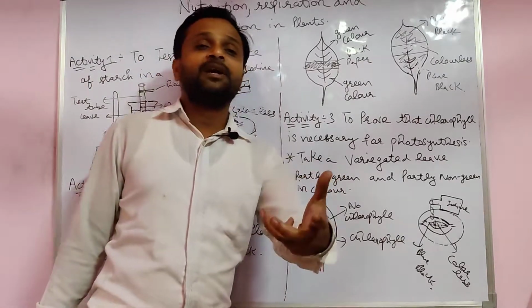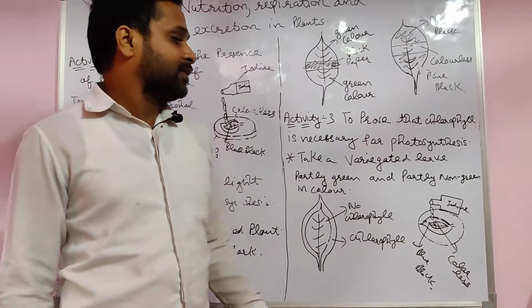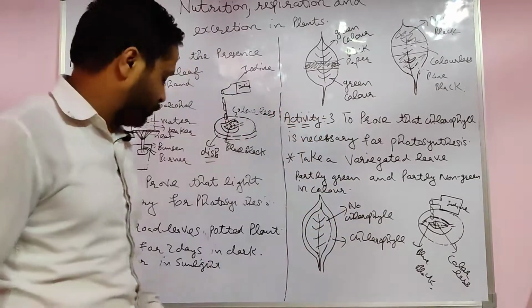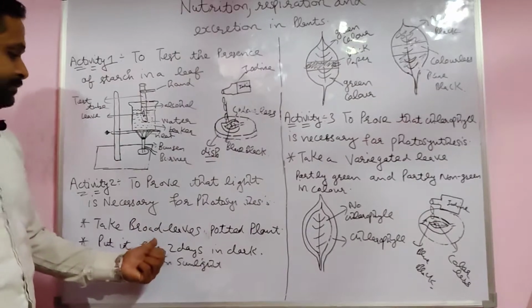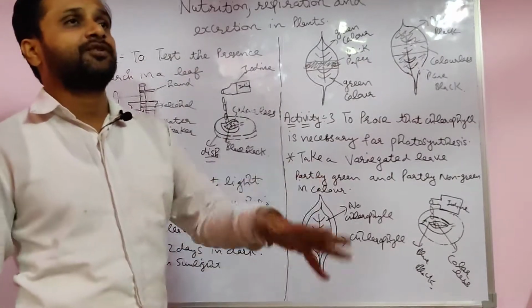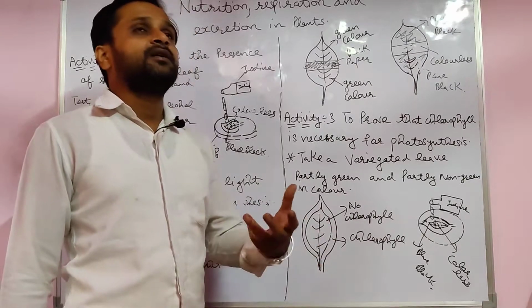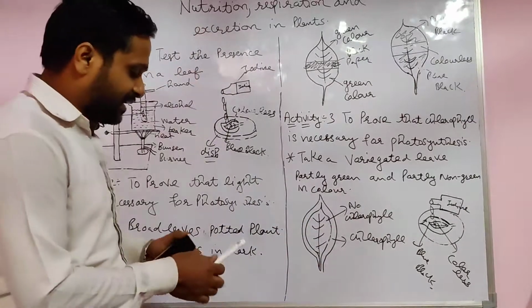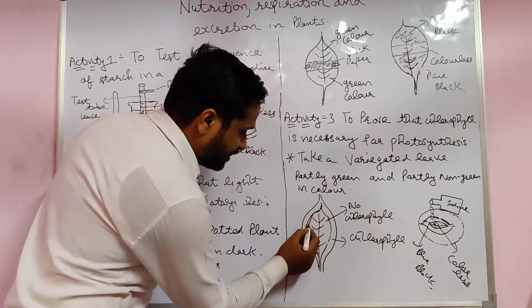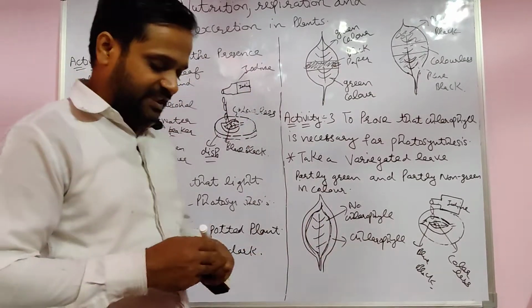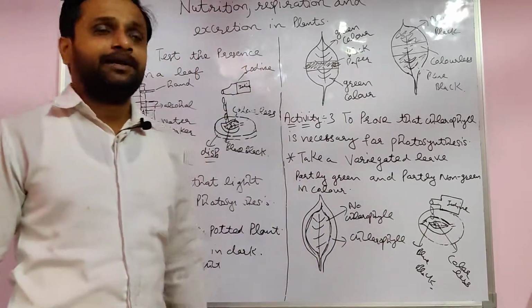First of all, you take the potted plant and put it for 2 days in the dark to remove the starch, to destarch the plant. Then you put it in sunlight, and mark the boundary where it is not green, to separate it. Then you put it in the sunlight.